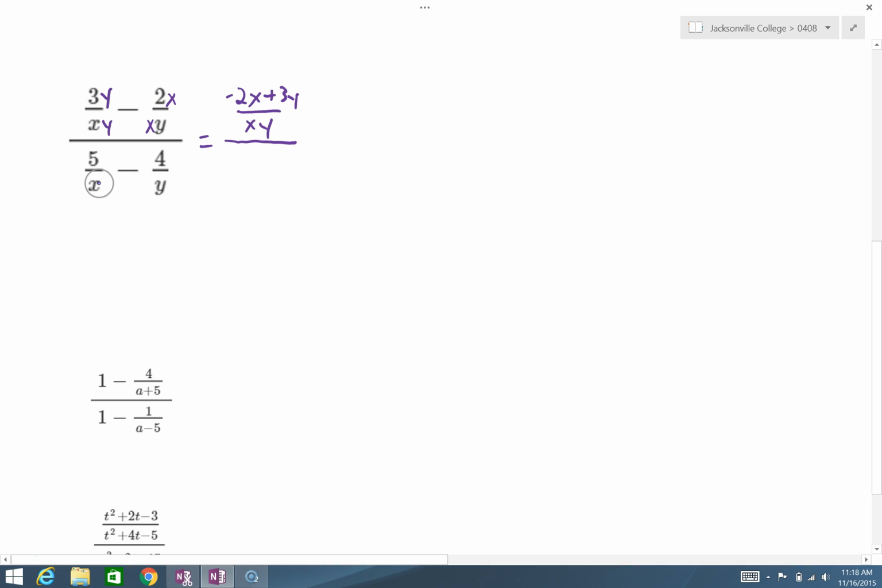Again, we have an x and a y, thus my common denominator would be xy. This first fraction, I will multiply by a y in the numerator and the denominator. The second fraction, I'll multiply by an x in the numerator and denominator. Alright, so once more, my denominator is xy, and my numerator is 5y minus 4x, or stated with the x first, negative 4x plus 5y.